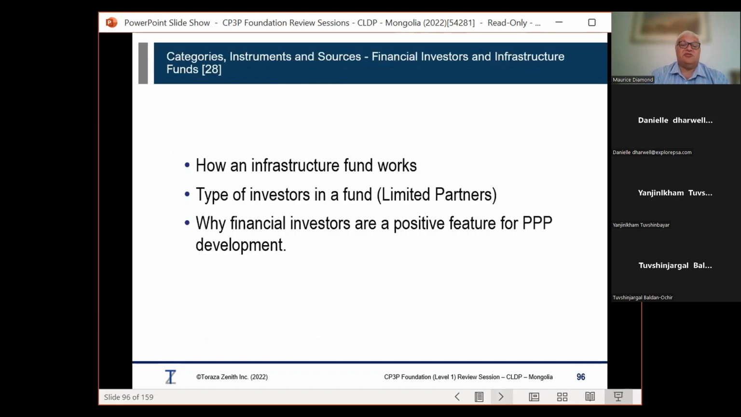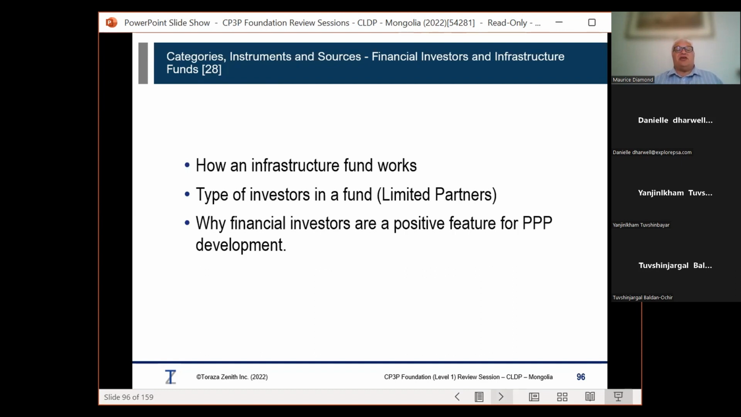Again, read each of these. The guide goes through how an infrastructure fund works. So we might have a national infrastructure fund. It could even be a fund that's managed by the very department that is letting the contract. I don't agree with that myself. I don't think that should be allowed, but it's possible.